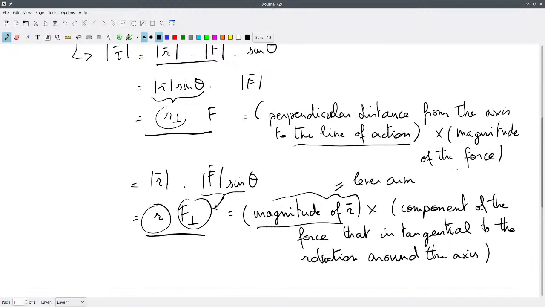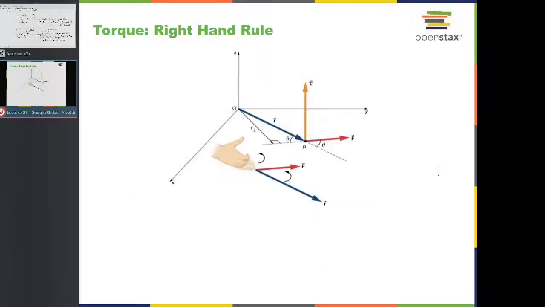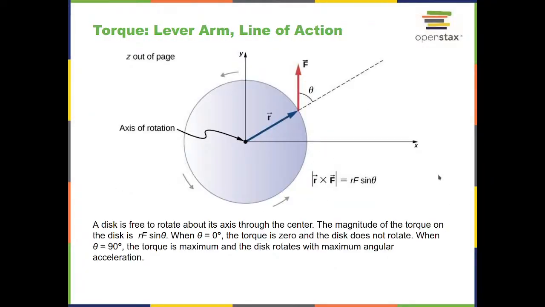And the component of the force that's tangential is going to be different from the total magnitude of the force. And in both cases, they're going to be smaller, and they're going to be smaller by exactly this sine theta component. Okay.